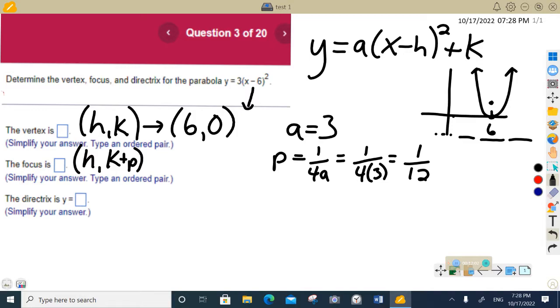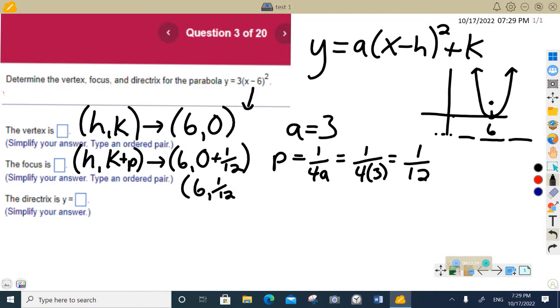Okay, so the x stays the same. That's going to be 6. And then you're going to take k, which was 0, and add your p, which is 1/12. And 0 plus 1/12 is 1/12. So we have 6 comma 1/12.